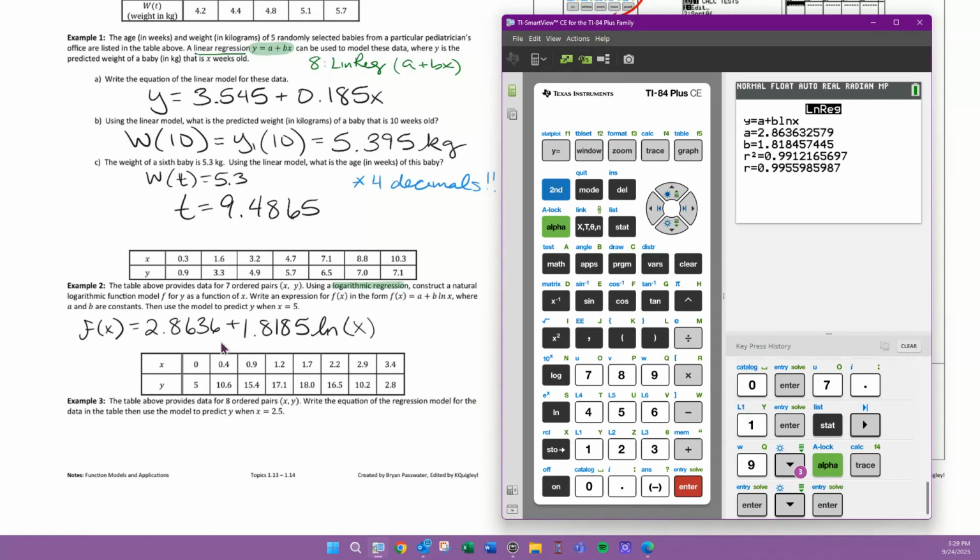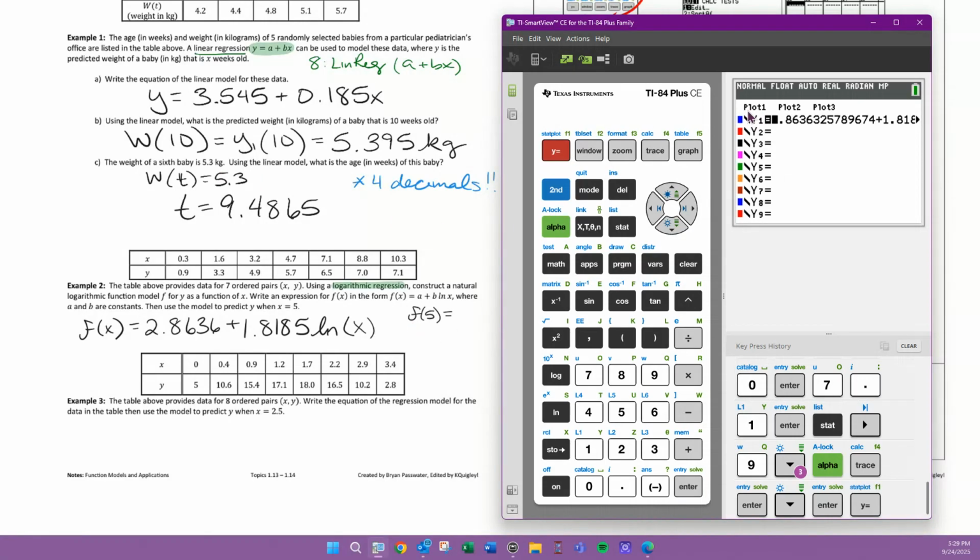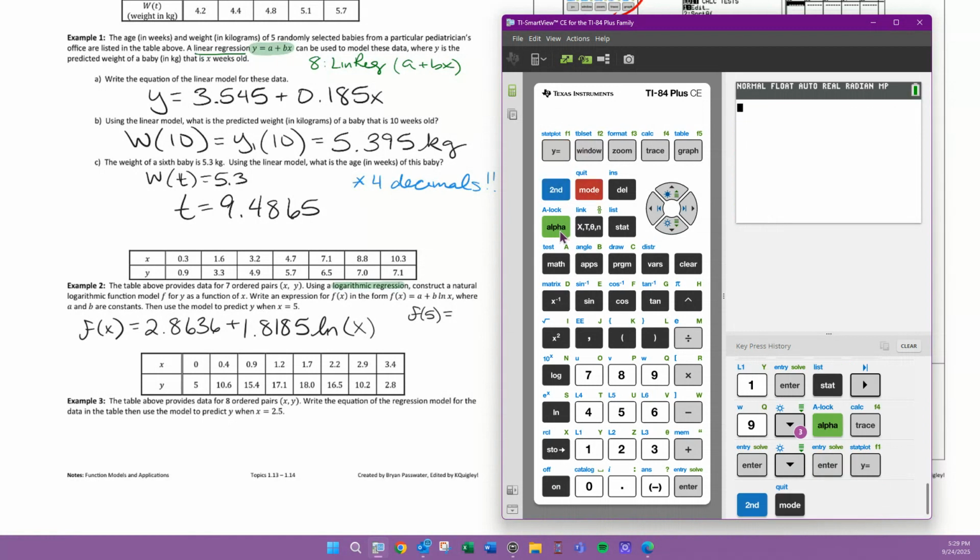If we're using the model to predict the output when x is 5, that means we're trying to figure out what f of 5 is. But instead of typing f of 5 on my calculator, I'm going to pretend like this is y1, since y1 is where I have this really accurate graph written on my calculator. Look at all those decimals it saved for us.